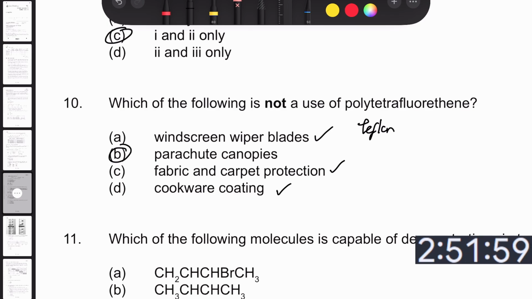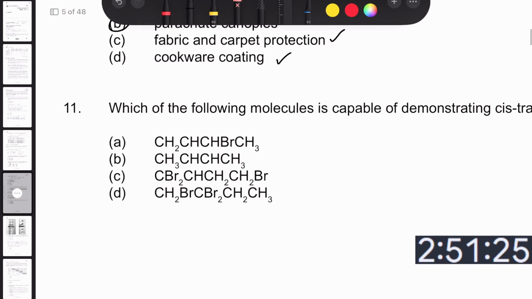Not sure. Is it in windscreen wiper blades? For its low friction? It might even be A. I definitely know it's D. It's not a use of Teflon. I'm going to leave it as B for now.